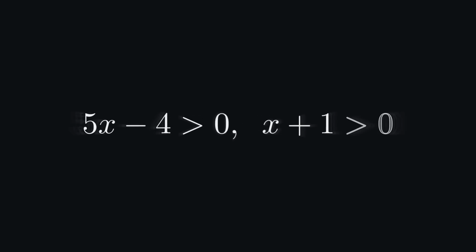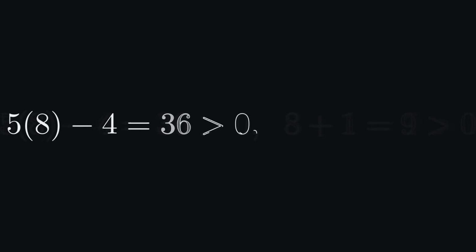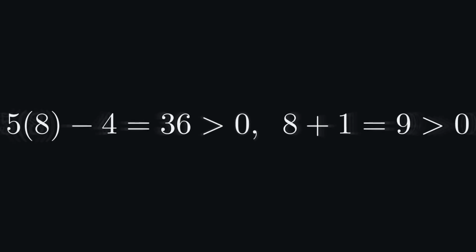Next, we need to perform a validity check. We check that 5x minus 4 is greater than 0 and x plus 1 is greater than 0. Substituting x equals 8, we find both conditions are satisfied. We see that 5 times 8 minus 4 equals 36, which is greater than 0.